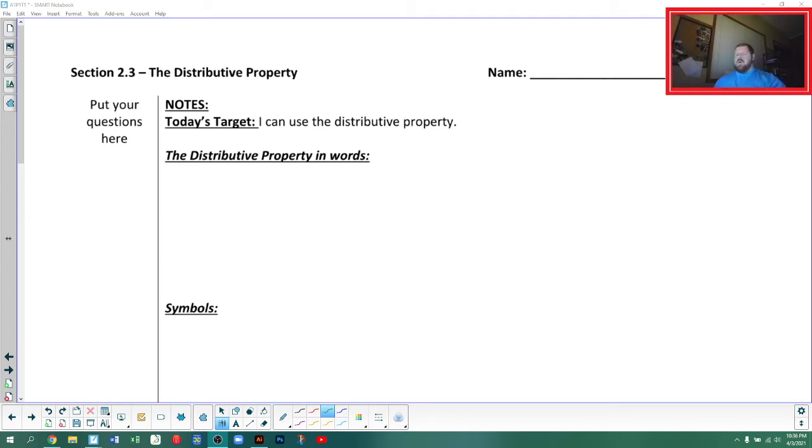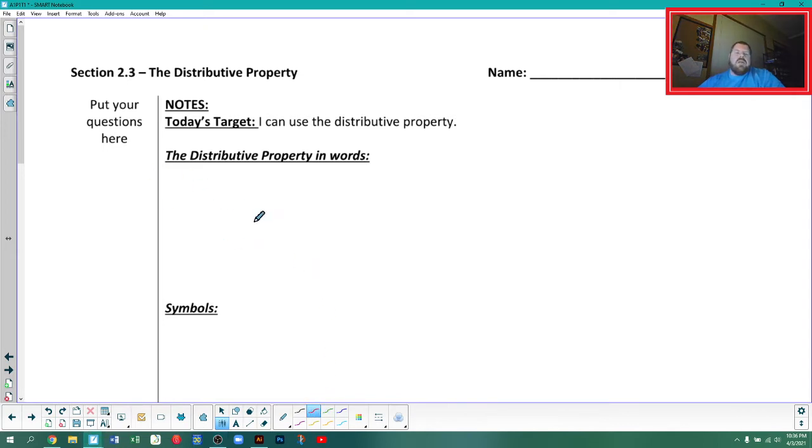Hello and welcome to our section 2.3 lecture for Algebra 1 Part 1. Today we're going to be talking about the great distributive property.